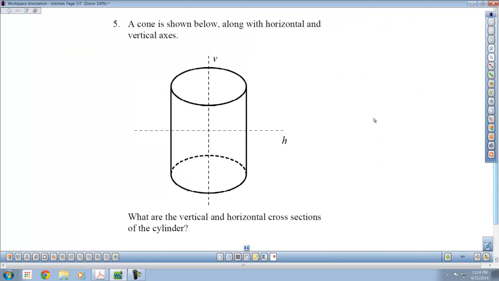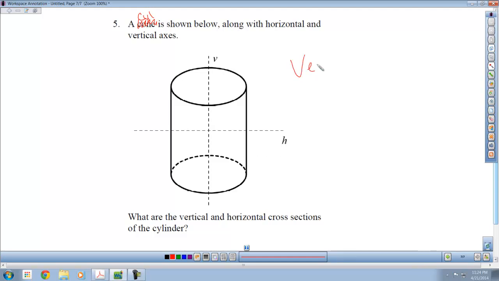Number 5 shows us a cylinder. Actually, it says cone right there, but this is not a cone. This is a cylinder. And we're going to do some cross sections. In one case, we're going to do a cross section along the vertical axis. In other words, it's kind of like we're taking an aluminum can and we're getting out a knife and we're cutting from the top of the can straight down, opening it up and looking at what it would look like.